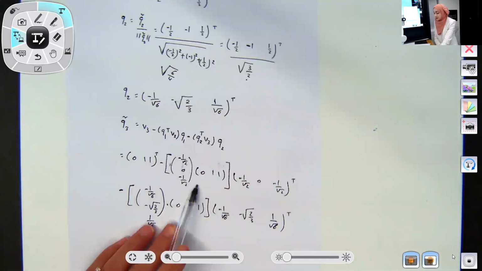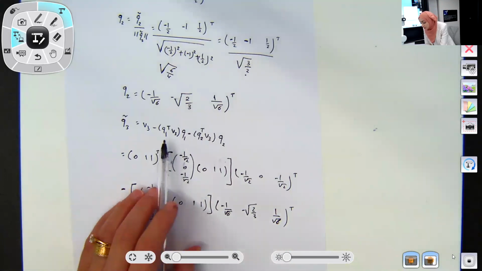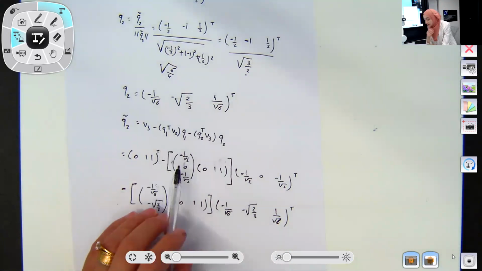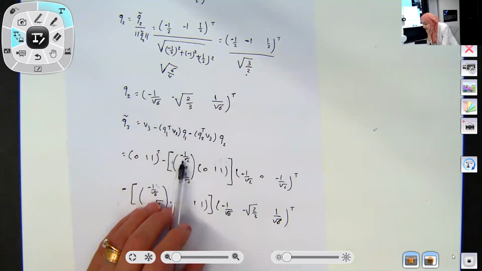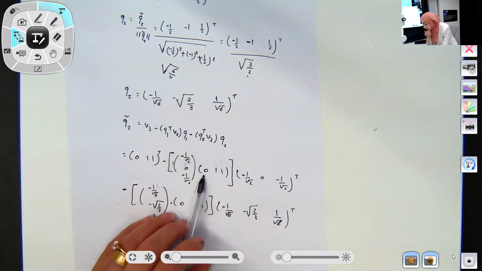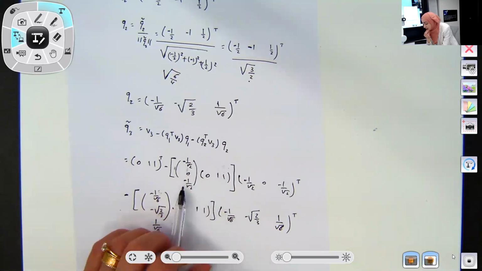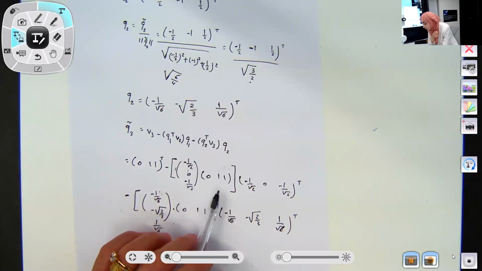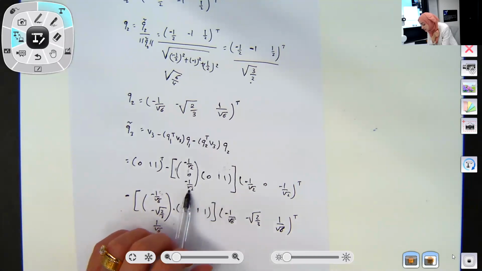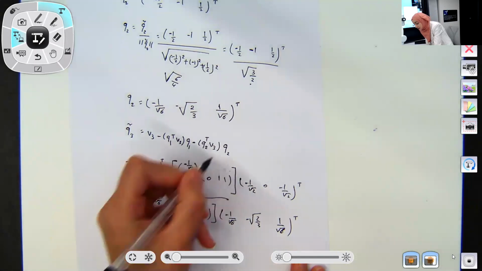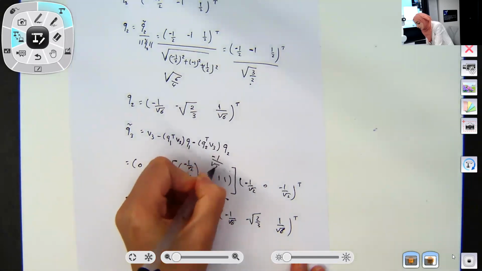Let's try to simplify from here. If we multiply q1 transpose times v3, we need to multiply minus 1 over square root of 2 times 0, which is 0, and 0 times 1 is 0, and minus 1 over square root of 2 with 1 is minus 1 over square root of 2. So from here, you will get just minus 1 over square root of 2.